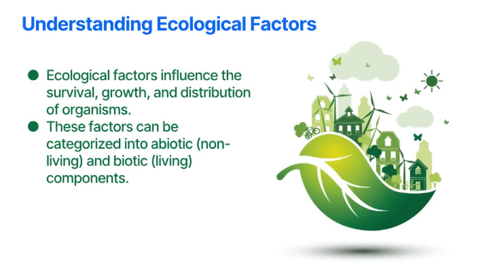Ecological factors determine how organisms interact with their environment. These factors are broadly classified into two categories: abiotic factors, which include temperature, light, humidity, and soil properties, and biotic factors, which involve interactions such as predation, competition, and symbiosis. Measuring these factors is essential for understanding ecological balance.